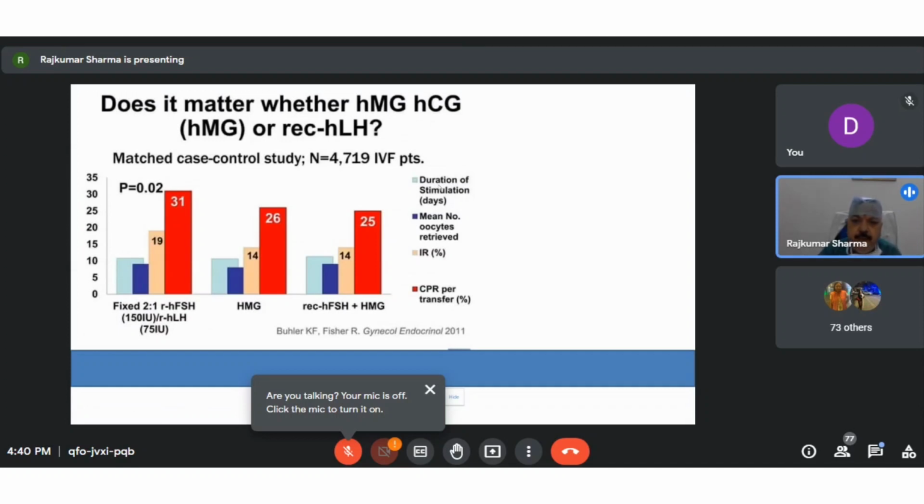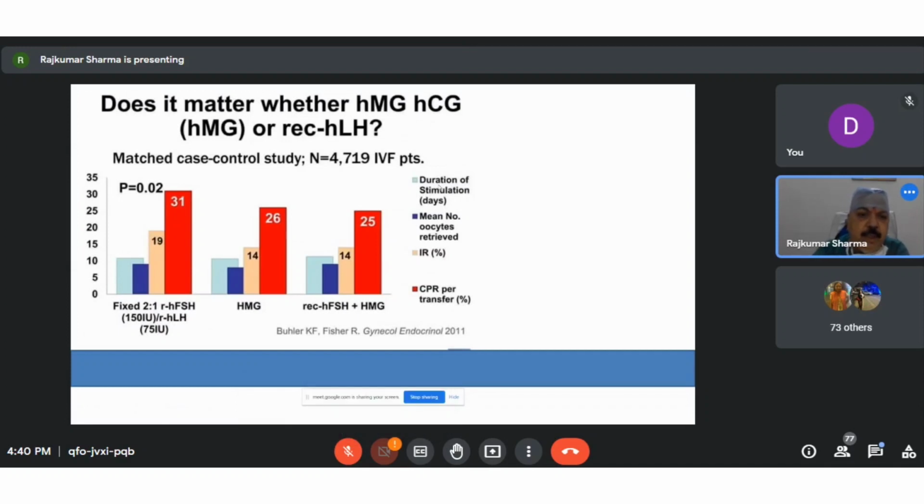So does it matter whether we give HMG, SCG or give recombinant LH to these patients for LH supplementation? What we are going to see is the duration of stimulation, the mean number of oocytes, the implantation rate, and the clinical pregnancy rate.